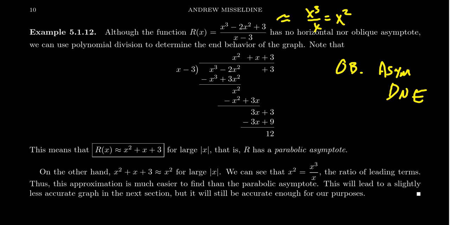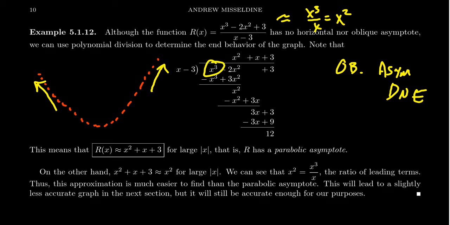If we want to do a little bit better than just x squared, we can actually find an asymptote. It would be a parabolic asymptote. Turns out your function, as you go off towards infinity, is going to look like a parabola. And so as you go off towards infinity, your function will start to behave like a parabola. If we want to find out what that parabola is, we still do long division here.